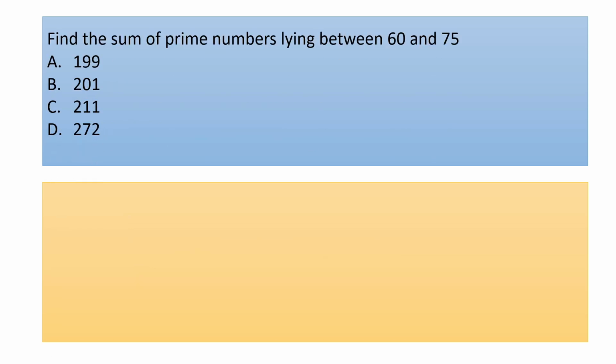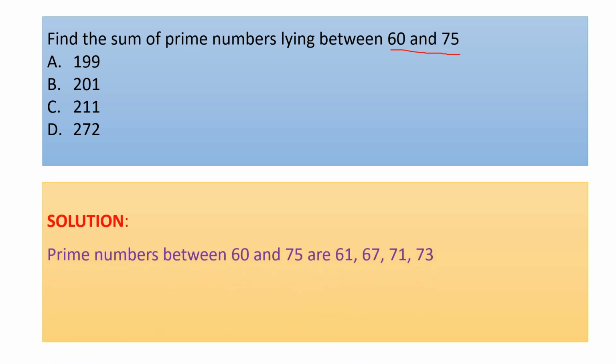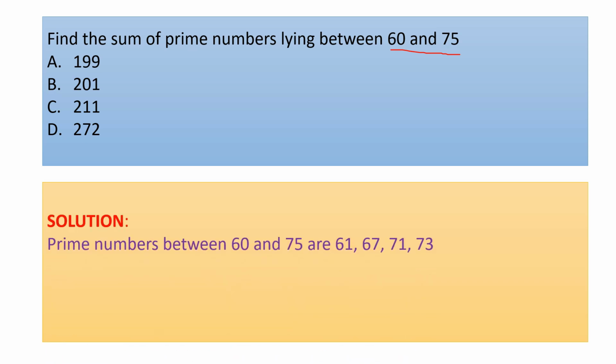Let's jump into the next problem. Find the sum of prime numbers lying between 60 and 75. Options are 199, 201, 211, 272. As a first step, we have to find the prime numbers between 60 and 75. They are 61, 67, 71 and 73. And then we have to find the sum of these prime numbers. The sum comes to 272, so the option is D.